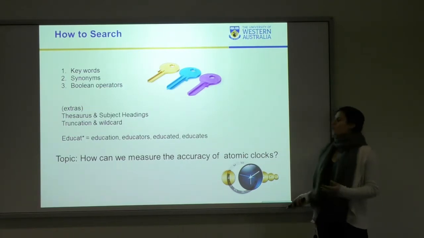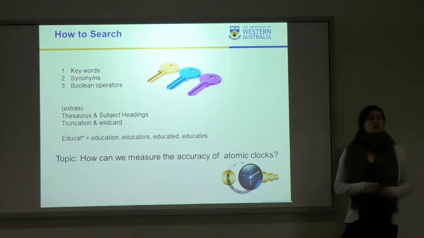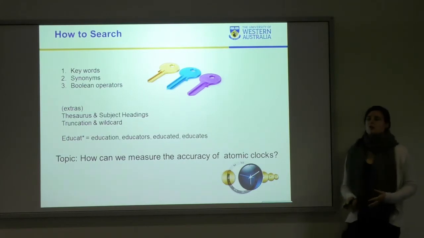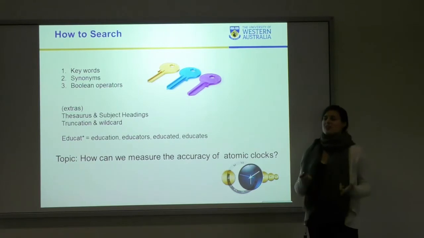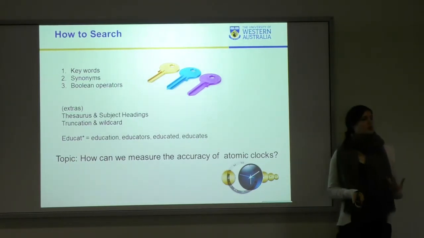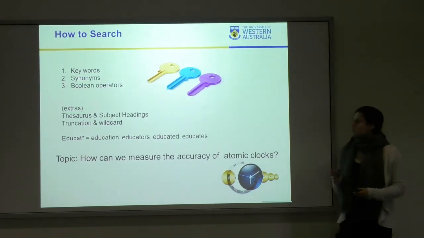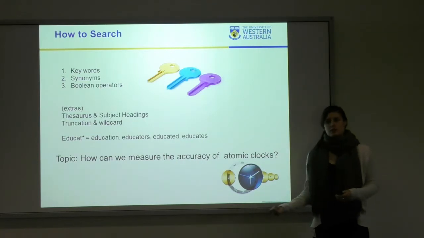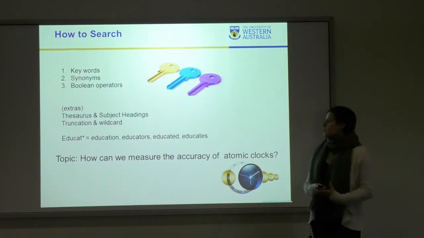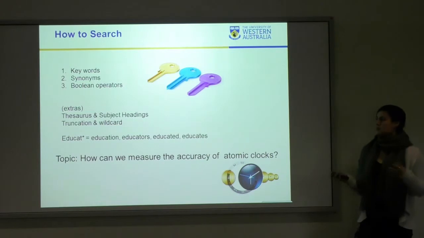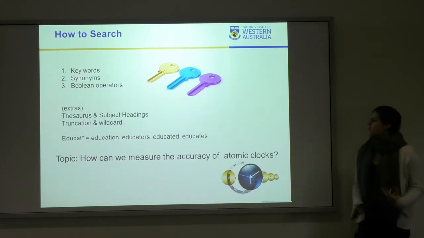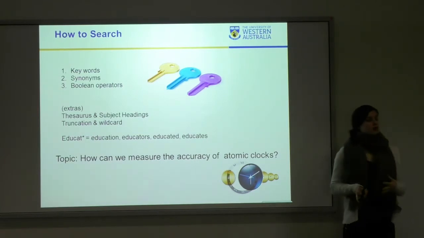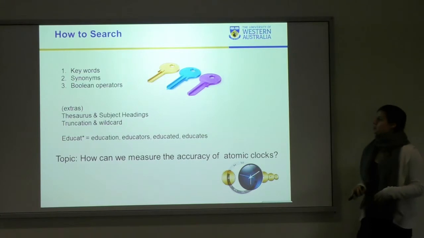So if you're looking for papers about cars, you don't want to miss a paper just because the author typed in vehicle or automobile as their particular title or search term in that paper. So that's why it's worth going through and thinking of synonyms for the keywords that you're searching. And then you connect them with Boolean operators to explain to the database what to do with all these synonyms that you've thought of.